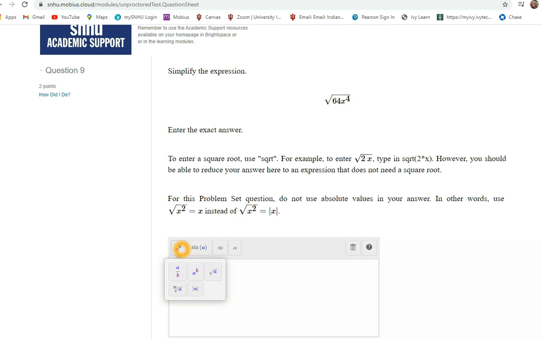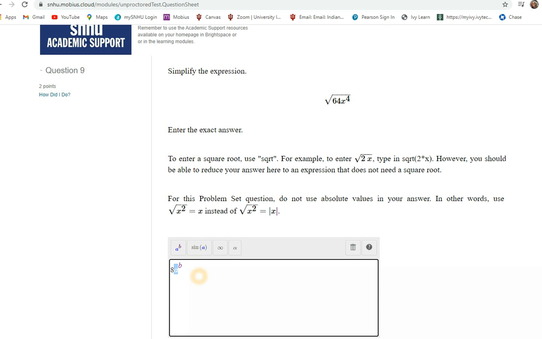Hit A to the B, and then A raised to the B. I want that choice. And then where the A is, see how it's highlighted in blue? Just hit X and it puts the X there. And then use your arrow button to scroll over and up, and then delete the B and type in a 2. And then go up and ask, how did it do?